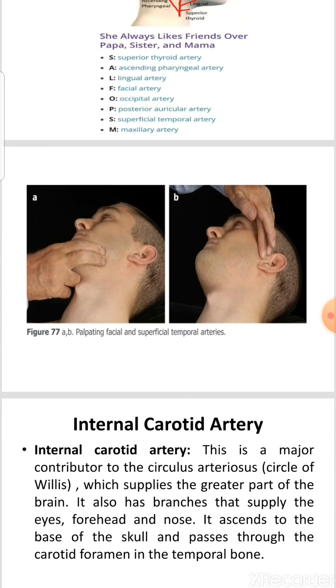In this image, you can see the location for the pulsation of facial and superficial temporal arteries. The one showing in the A image is the facial artery, and this is the position of the angle of jaw where you can feel the facial artery pulse. On the image represented as B, you can feel the superficial temporal artery, which is in front of the ear.